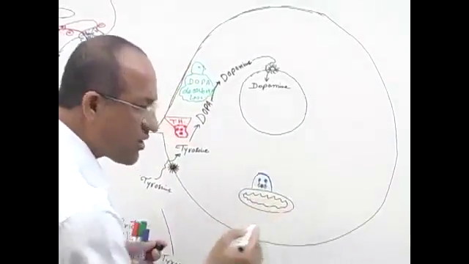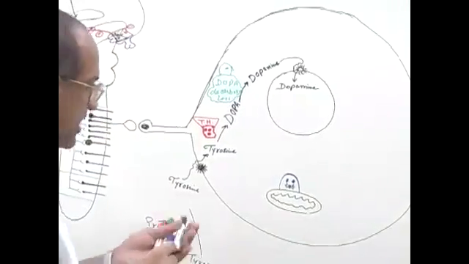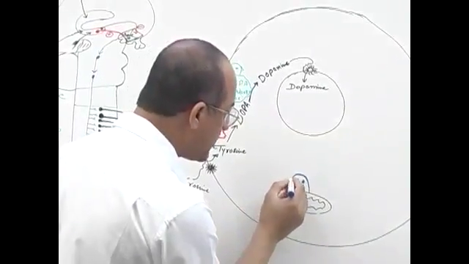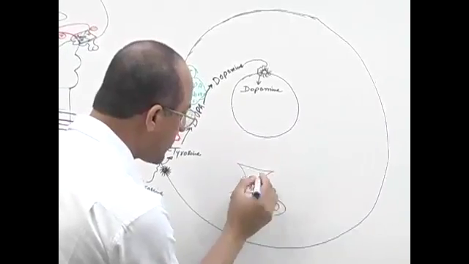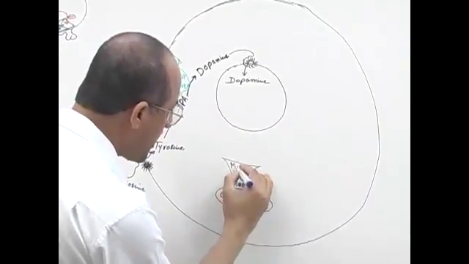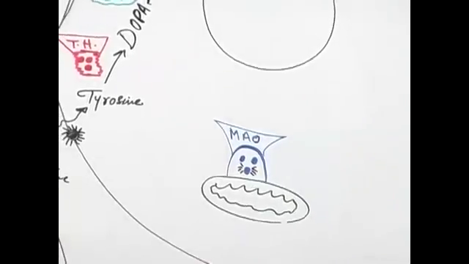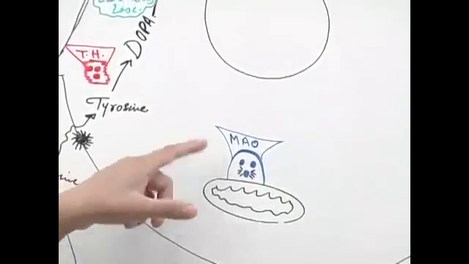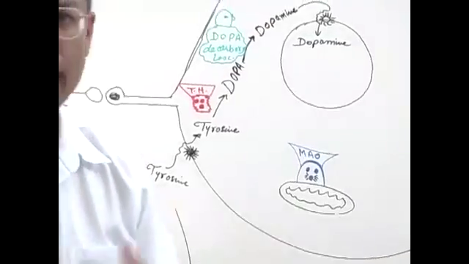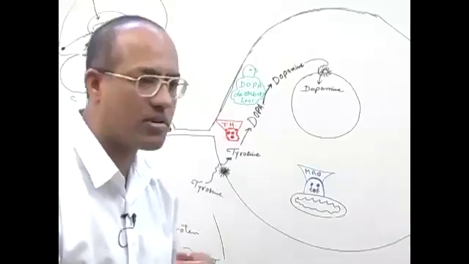This is expressed on the surface of mitochondria, and this enzyme is called monoamine oxidase. This enzyme can do oxidation of monoamines. Now, what is monoamine?